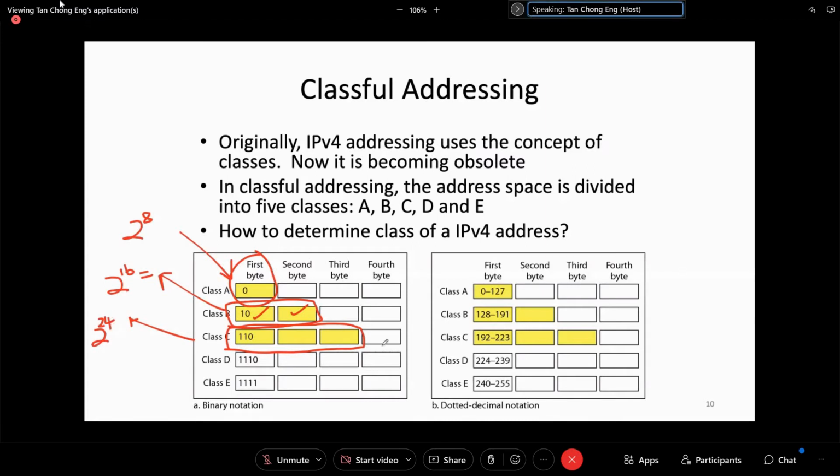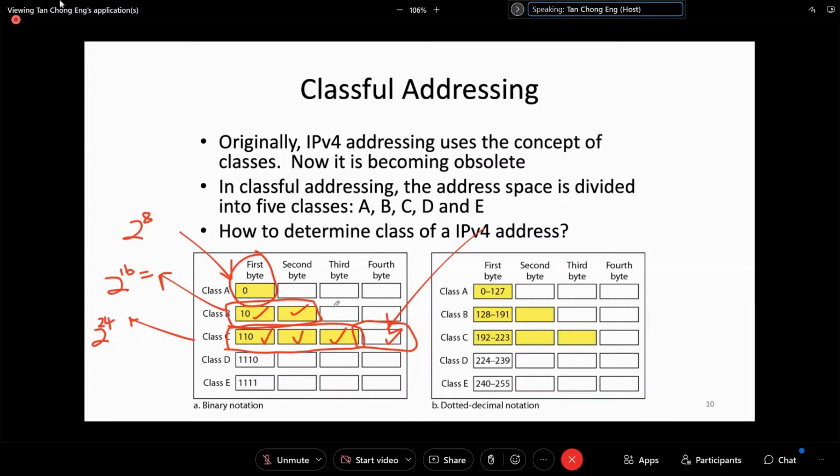2 power of 24, so you get even more networks. But when this one takes up 3 octets, you're only leaving just 1 octet for your host ID. So under class C, you only have this many hosts. Host is actually the user. How many users can you have? With only 1 octet, it's only 256. Okay, so there are only 256 users.